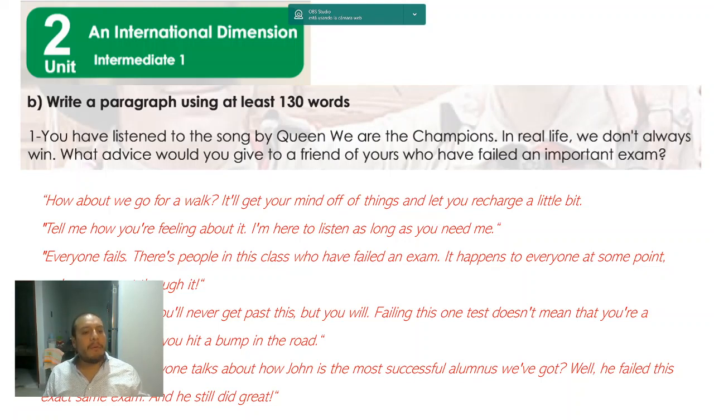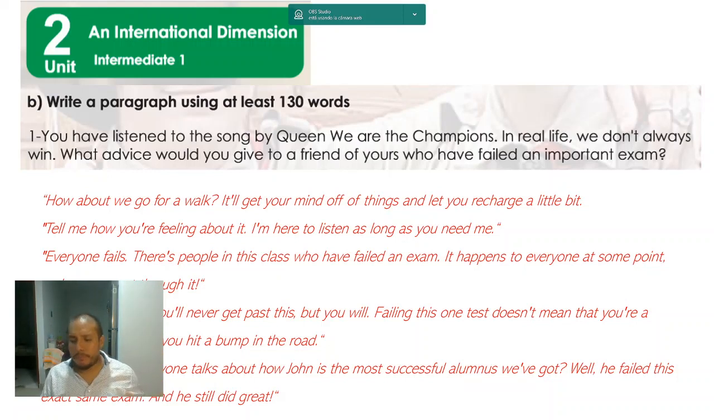Number three, "Everyone fails. There are people in this class who have failed an exam. It happens to everyone at some point, and you can get through it." Of course, failing an exam or failing in life sometimes is not permanent. It's something that you will get through eventually, no? In time.